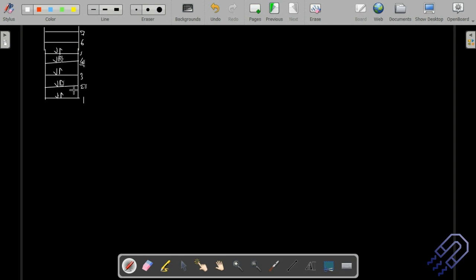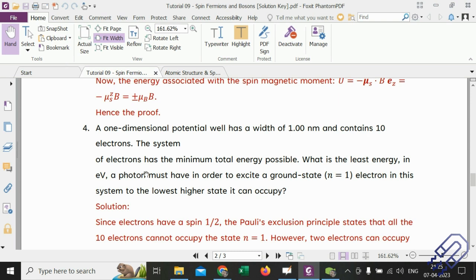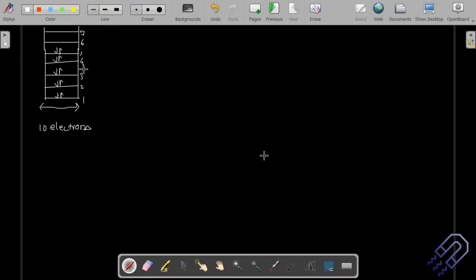Okay, and this is the situation that we have right now. It has got a width which is given, and there are 10 electrons here. If you look into this question, the system of electrons has a width of 1 nanometer. The system of electrons has a minimum total energy possible. So minimum total energy is this. This is the minimum total energy state possible. All the electrons cannot be in the ground state because of the principle. So up to the fifth state it would be occupied, and this is the minimum energy state that is possible for this, with 1 nanometer width. So this is the situation right now.